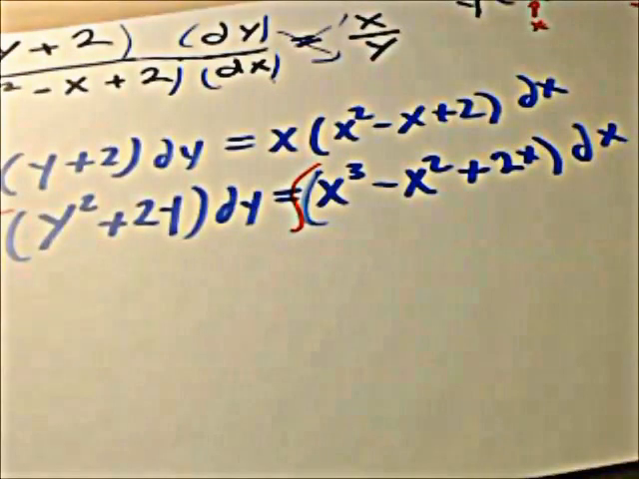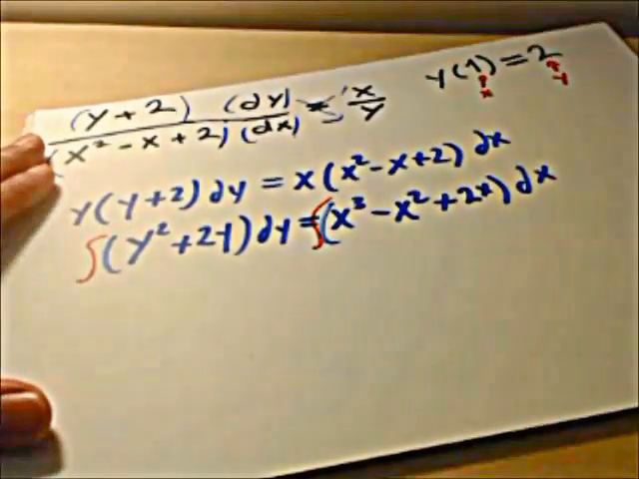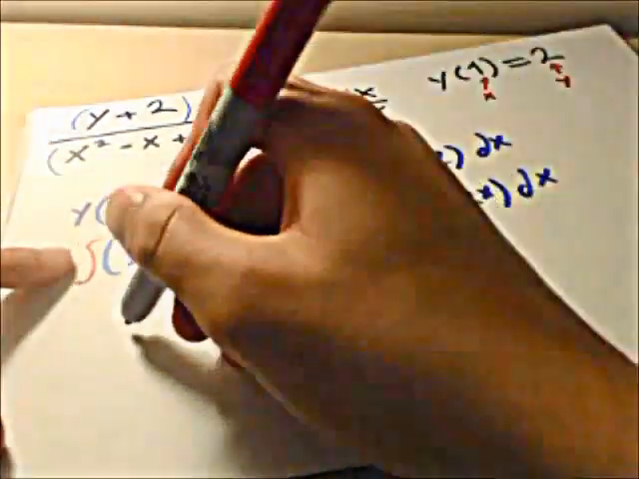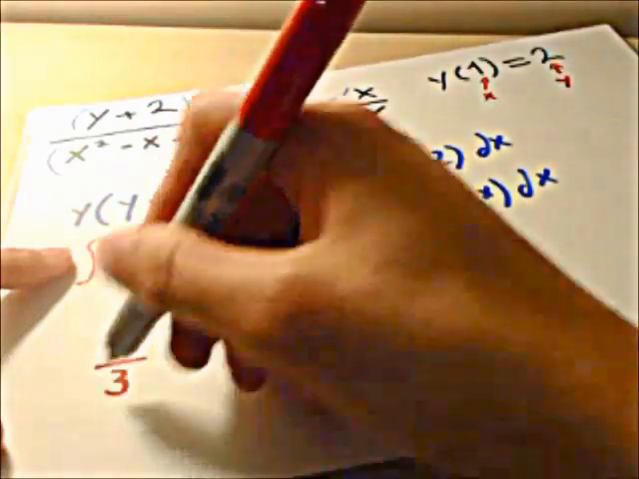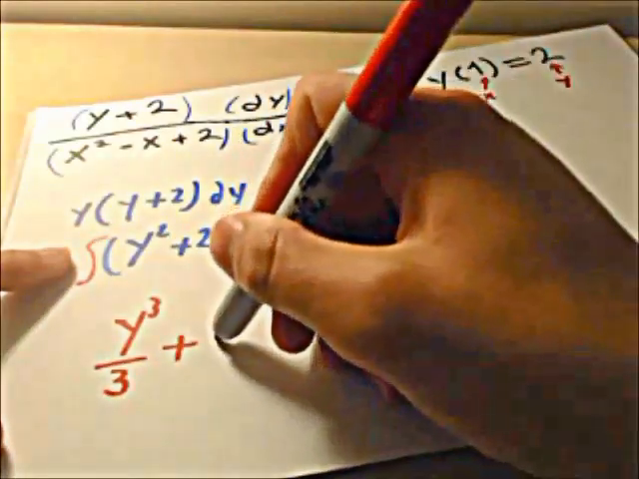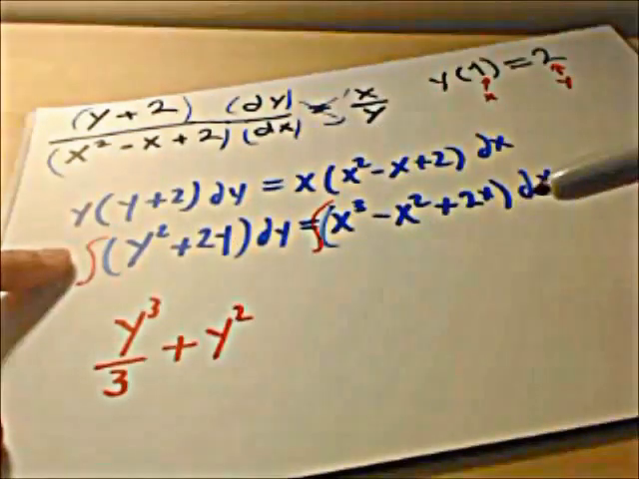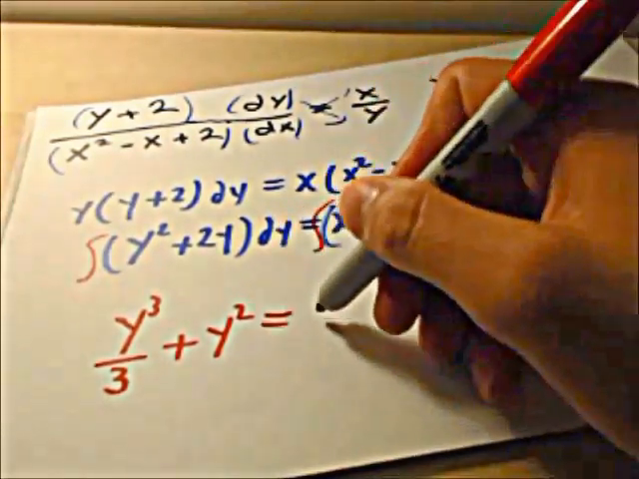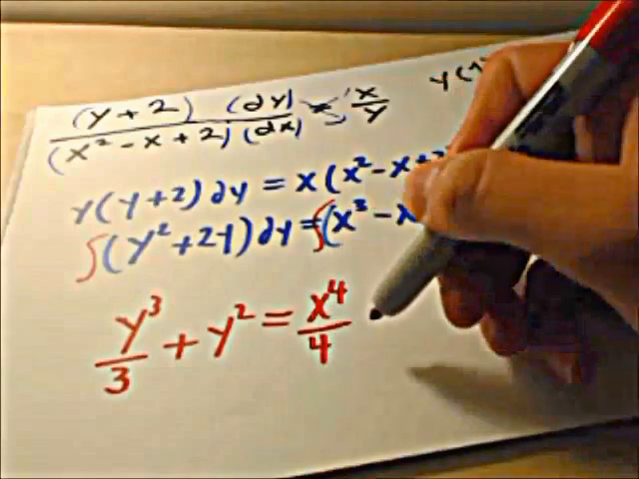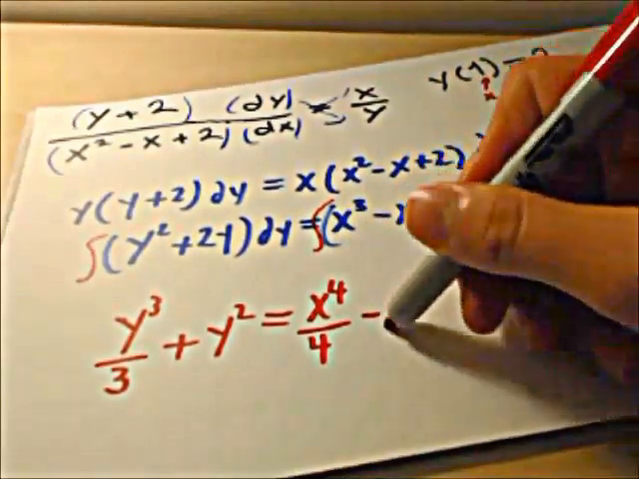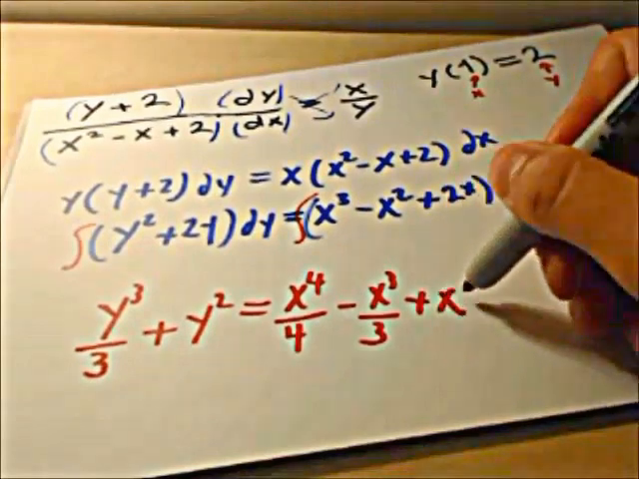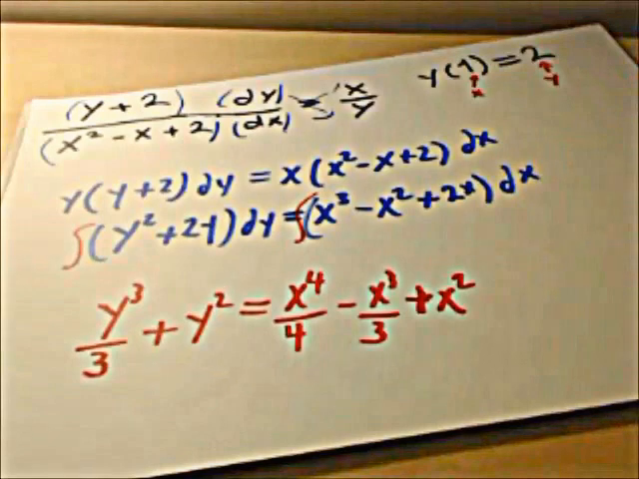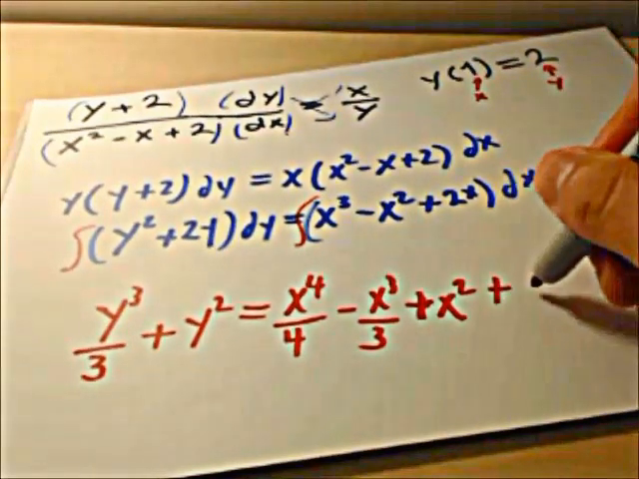So if we take the integration of both sides, let me just zoom out now. In that case, we're going to be left with y cubed over 3, plus, well, the integral of 2y is y squared, the 2 would cancel with the power, and then that would equal x to the power 4 over 4 minus x to the power 3 over 3, and then plus x squared, that's a plus by the way, and then plus c.